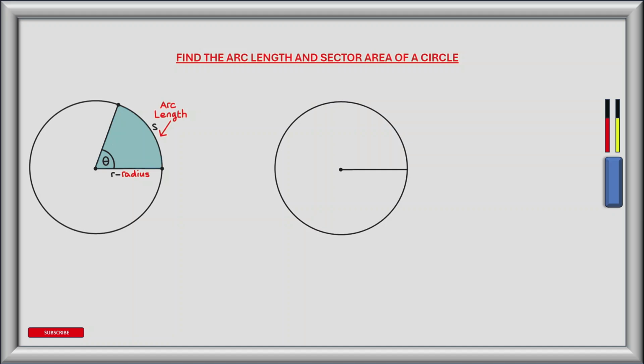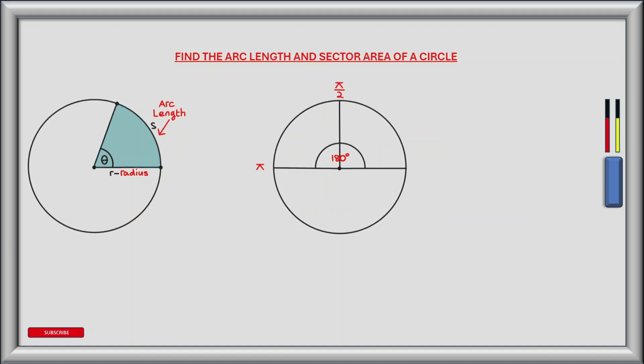Let's now rotate around the angles of a circle in a counterclockwise direction and see what angles we pass through. When we reach a quarter of a circle, we pass through 90 degrees or pi divided by 2 radians. And at half a circle, we've passed through 180 degrees or pi radians. And at 3/4 of a circle, we've advanced 270 degrees or 3 pi divided by 2 radians. And when we complete the circle, we've travelled through 360 degrees or 2 pi radians.